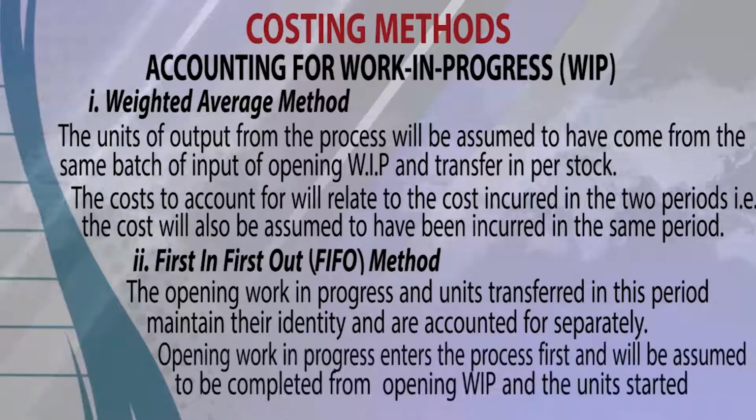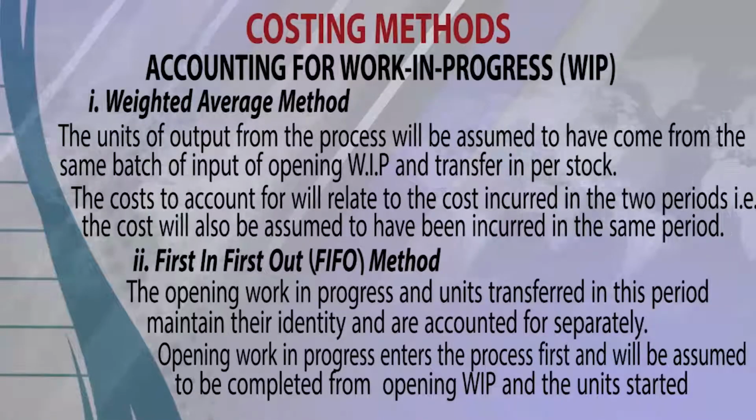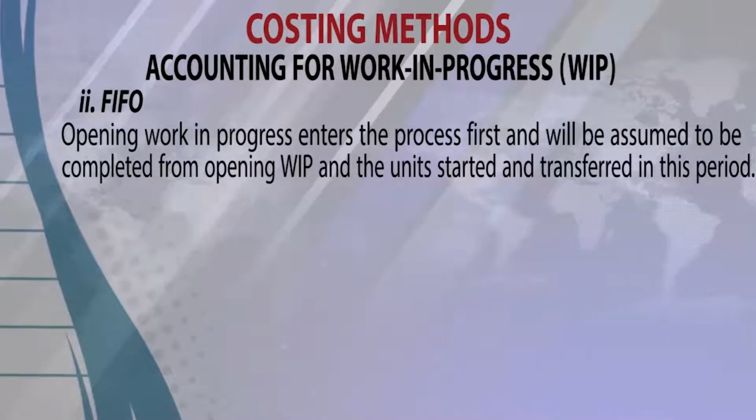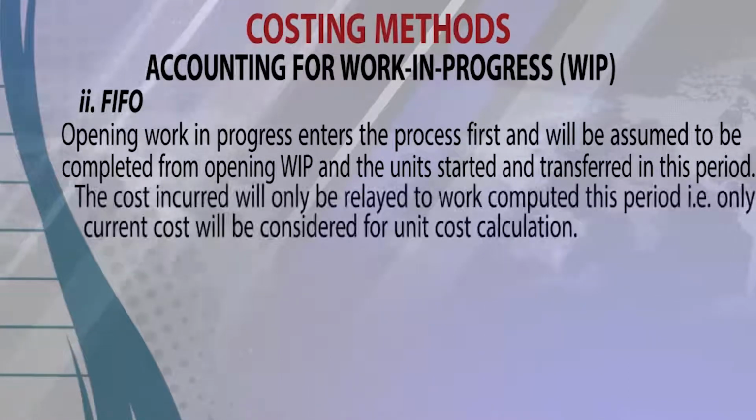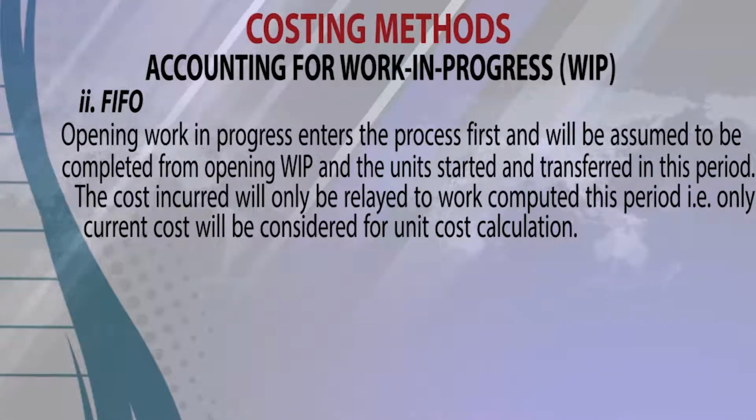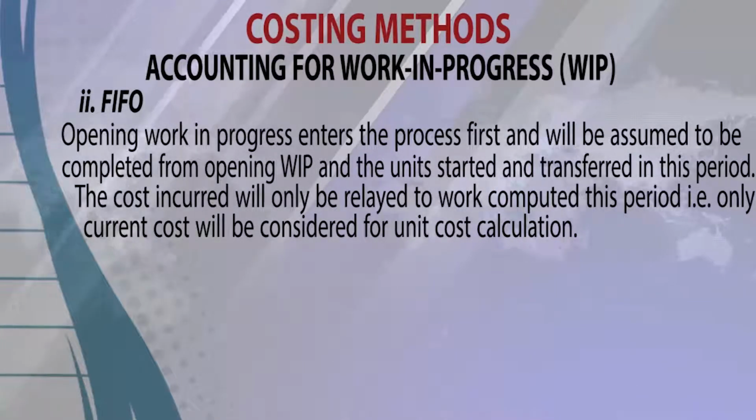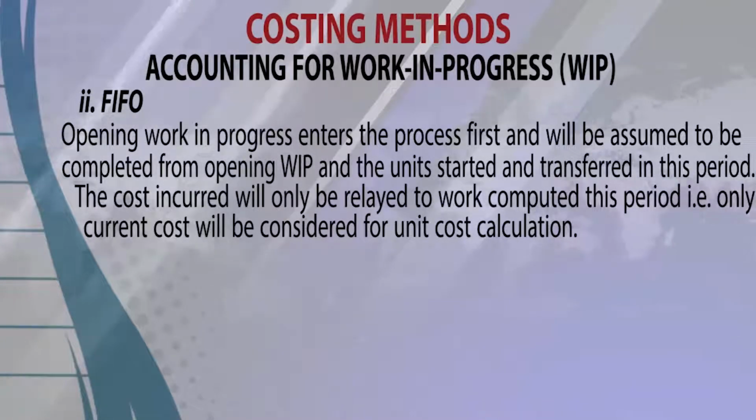Opening work in progress enters the process first and will be assumed to be completed first, then the units started and transferred in this period. The cost incurred will only be related to work completed this period. That is, only current cost will be considered for unit cost calculation.